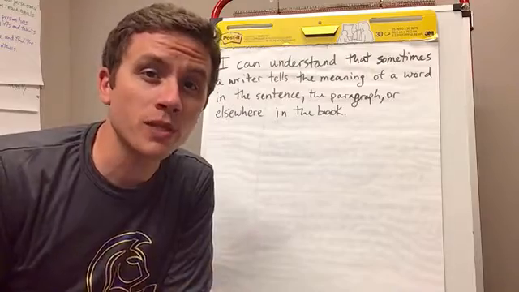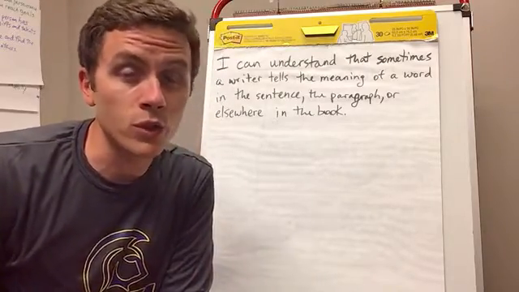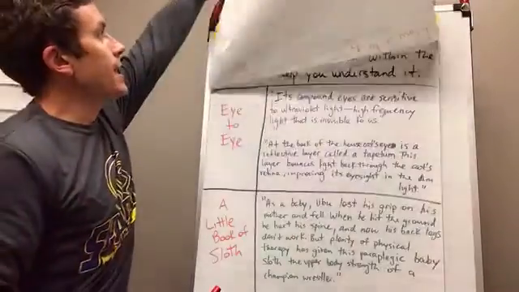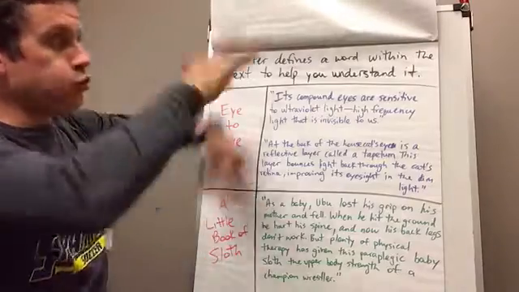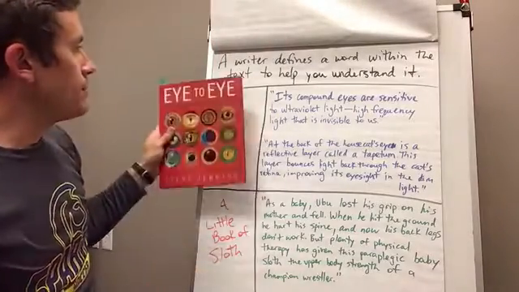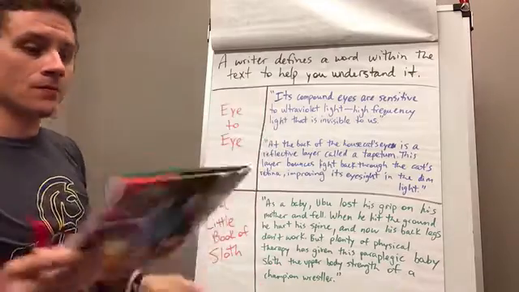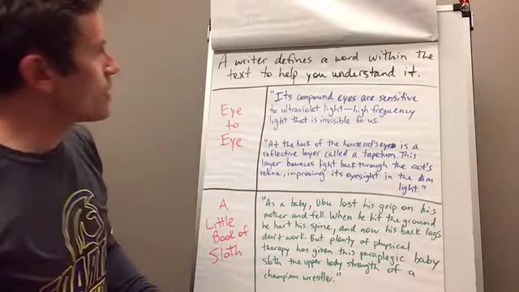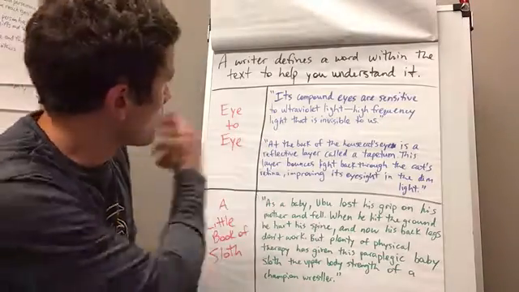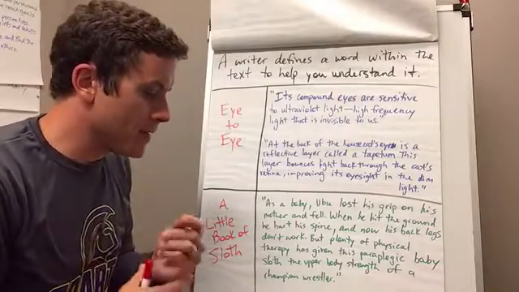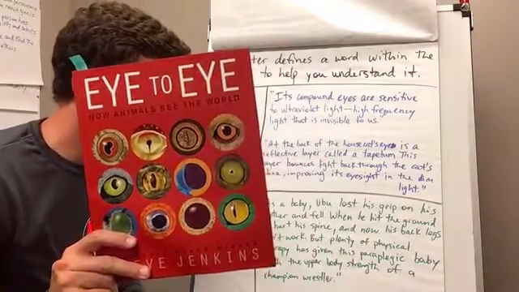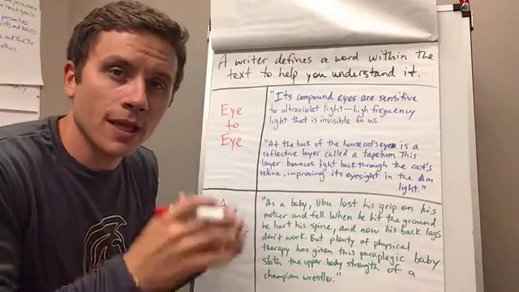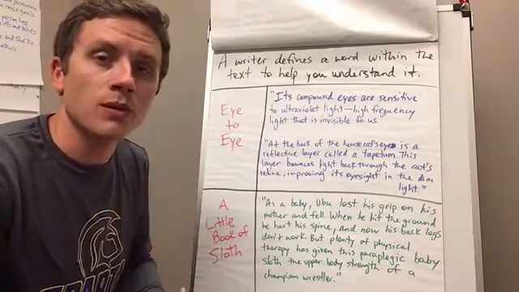So that way we can have tools that we can independently learn the meanings of words we don't know from the text that we are reading. So let's take time today to look at a couple books, including Eye to Eye and A Little Book of Sloth. So let's take time to look at how a writer can define a word within the text in order to help you understand it. Now we have here Eye to Eye. And I'll read a sentence, and then I'll underline a word, and then we'll take a little time to look within the sentence, within the paragraph, or elsewhere in the book.